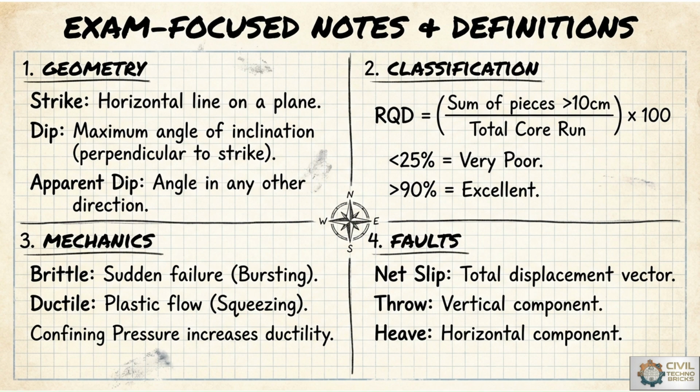Third, mechanics, where brittle nature means sudden failure due to bursting. Ductile nature means plastic flow due to squeezing, where confining pressure increases ductility. And the fourth one is faults: net slip, throw, and heave. Net slip is the total displacement vector, throw is the vertical component, and heave is the horizontal component.